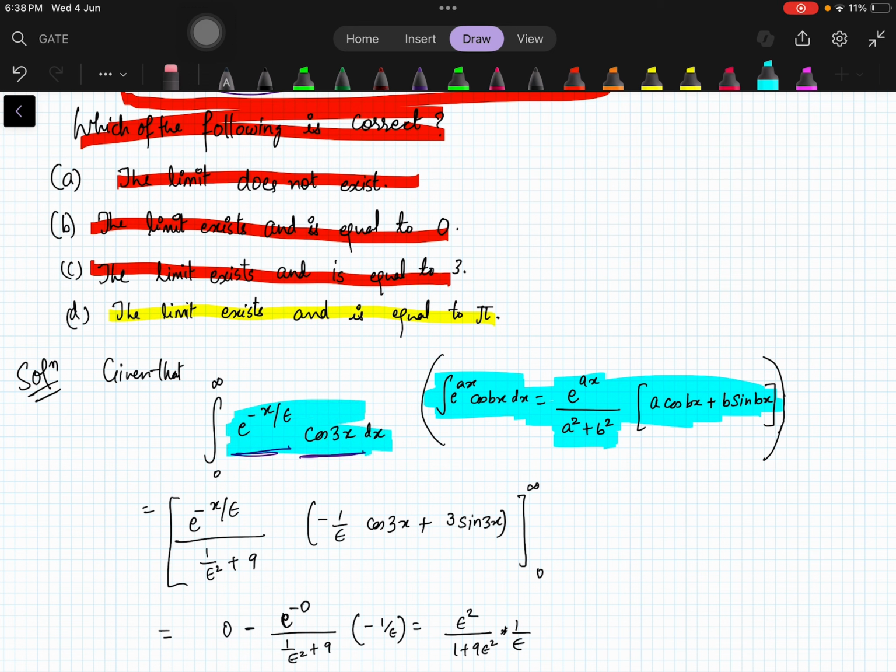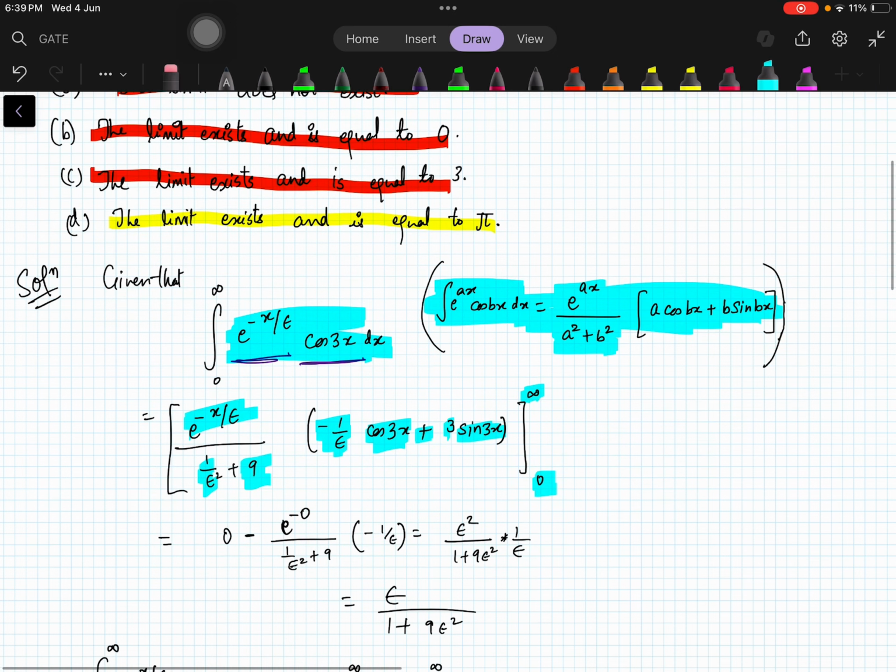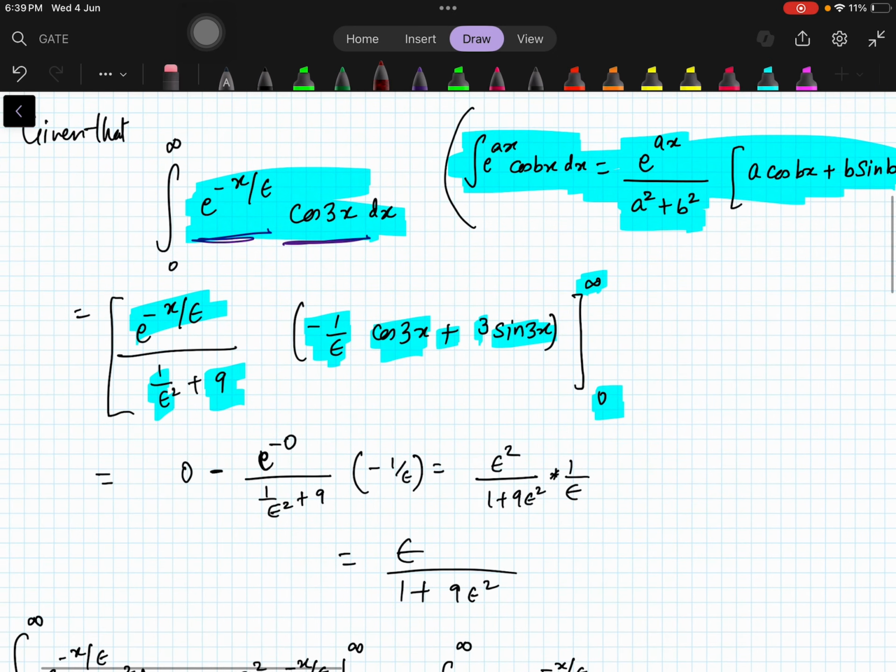So this is e raised to power ax divided by a square plus b square, where a here is minus 1 by epsilon and b here is 3, into a cos bx plus b sin bx, with limits from 0 to infinity. Now if you put the limits, at infinity this term will go away, because e raised to power minus infinity is 0, and so this whole term will go away.